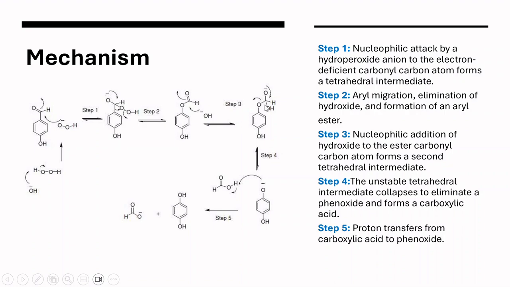This cleavage of the C-O bond gives the phenoxide ion. Formic acid is eliminated. Then the phenoxide abstracts a proton from formic acid to give the benzene diol. So this is the mechanism, a fairly straightforward mechanism.